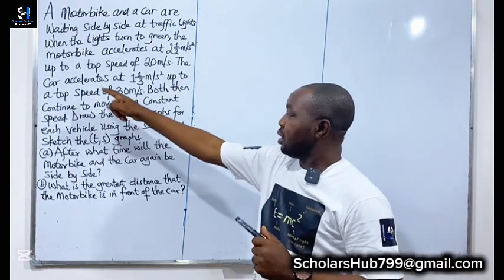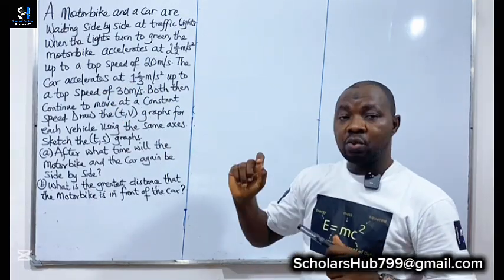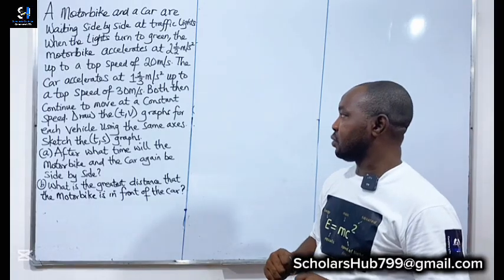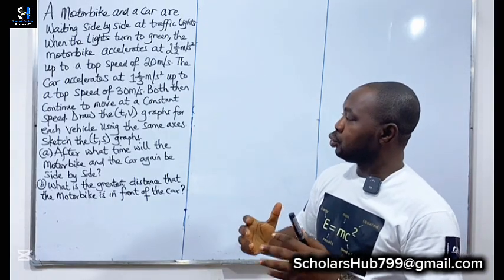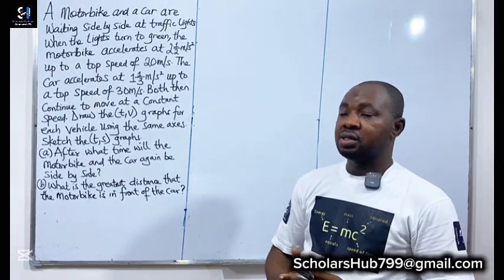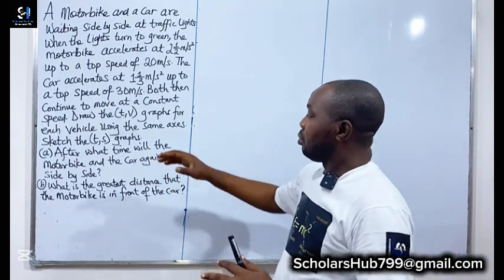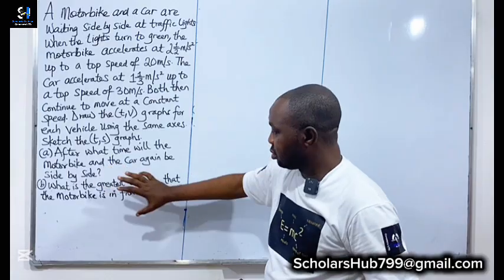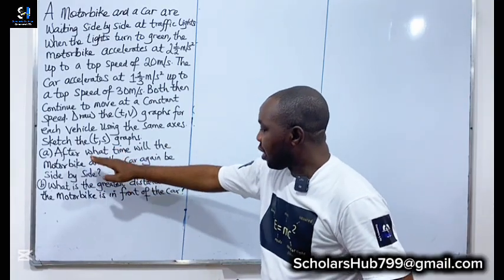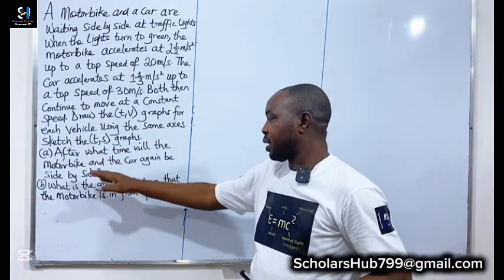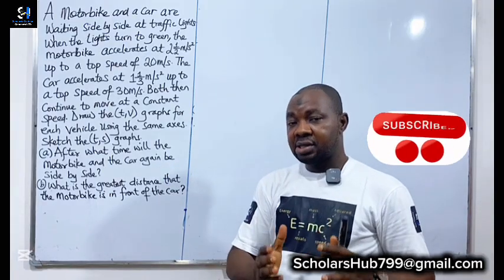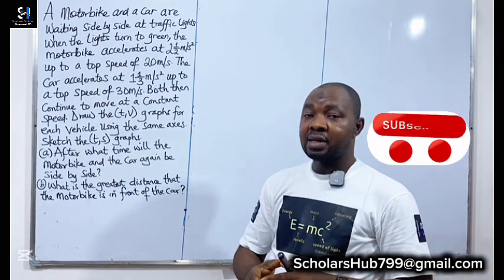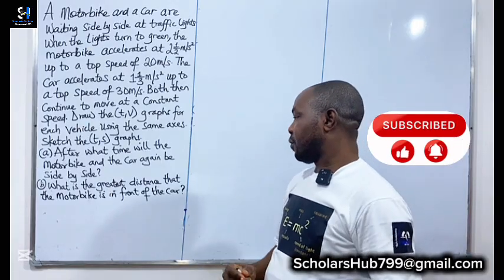Now the car accelerates at 1/3 meters per second squared up to a top speed of 30 meters per second. Both then continue to move at a constant speed. Okay, now this is what we're going to do when we are done: calculate A, after what time will the motorbike and the car again be side by side, and also B, what is the greatest distance that the motorbike is in front of the car.